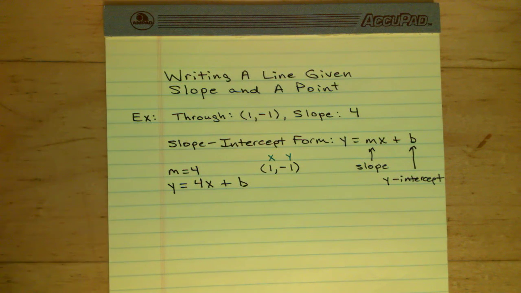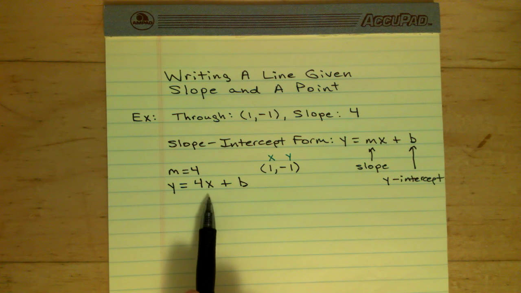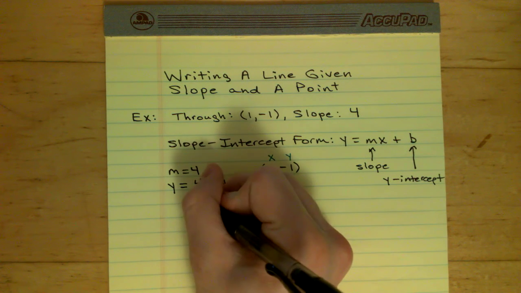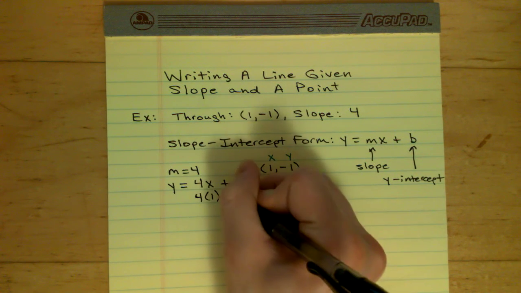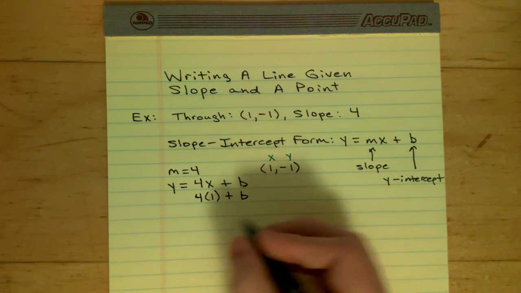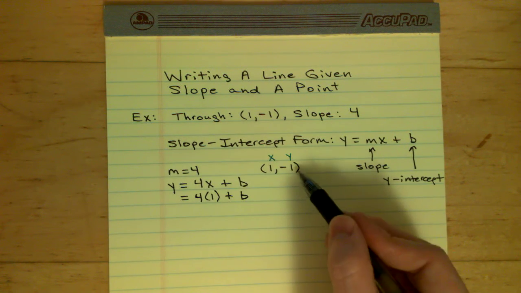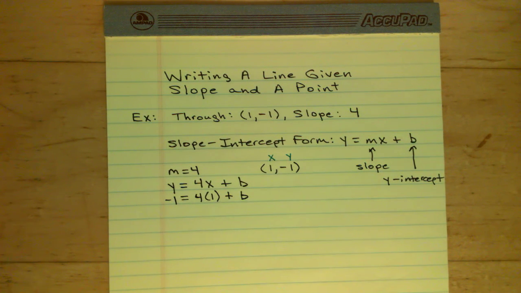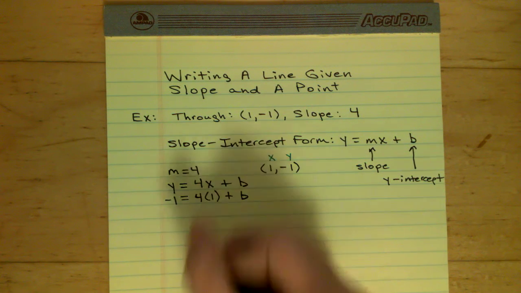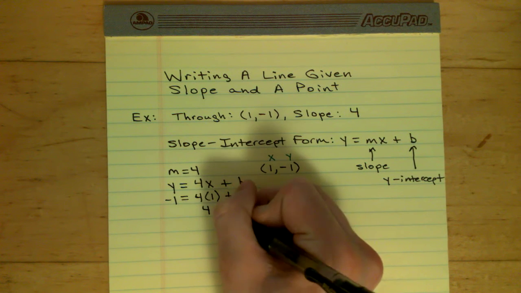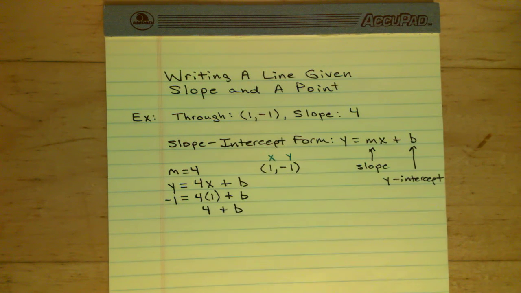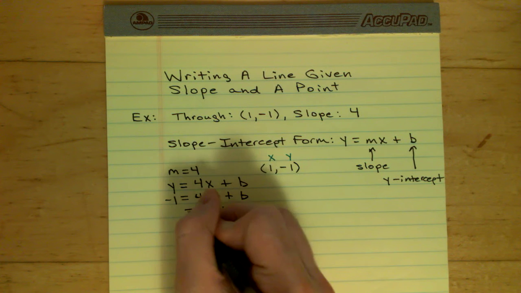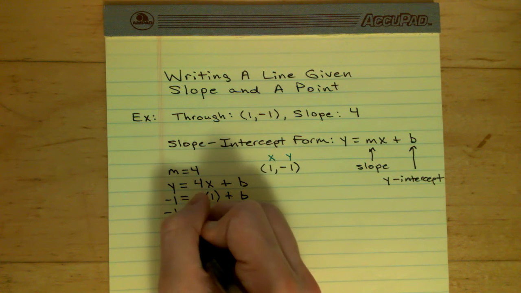Okay? Now, we can replace the x with a 1 right here. So I'm going to have 4 times 1 plus b. And the y over here, that's going to be the -1. And I'm getting that straight from the point. So now I have -1 is equal to 4 times 1 plus b. Well, I know that 4 times 1 is going to give me 4. So that's easy. I'm still going to bring down the plus b and the equal sign and the -1.